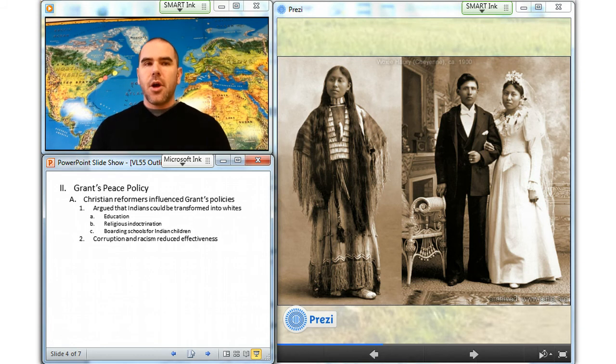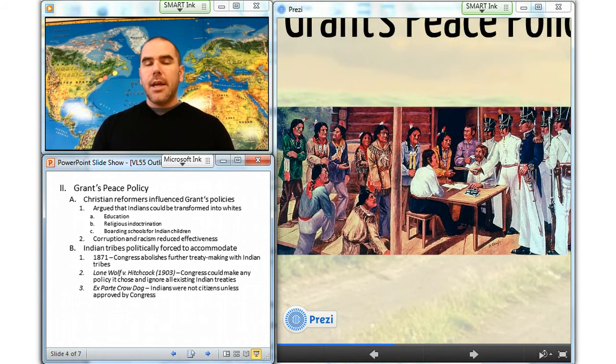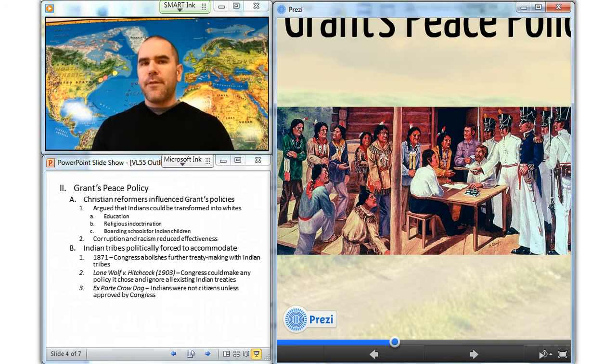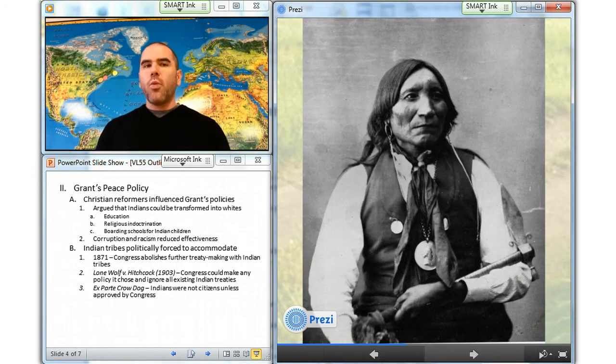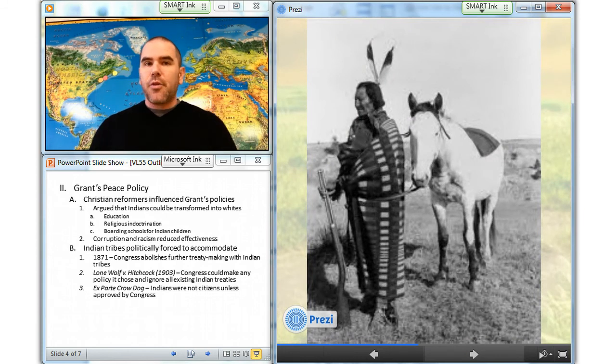Now, Indian tribes were forced by political circumstances to eventually accommodate. In 1871, Congress abolished further treaty making with Indian tribes. The Supreme Court further ended tribal power in Lone Wolf versus Hitchcock of 1903, stating that Congress could make any policies it chose and could ignore existing treaties. In Ex parte Crow Dog, the court ruled that Indians were not citizens unless approved by Congress. Indians would remain the wards of the government until the 1930s.